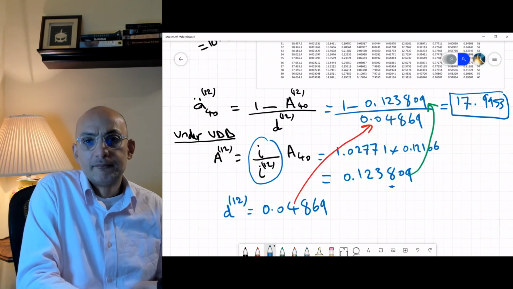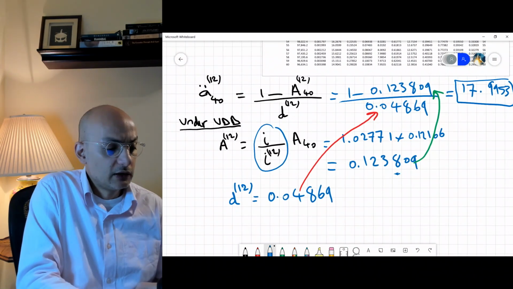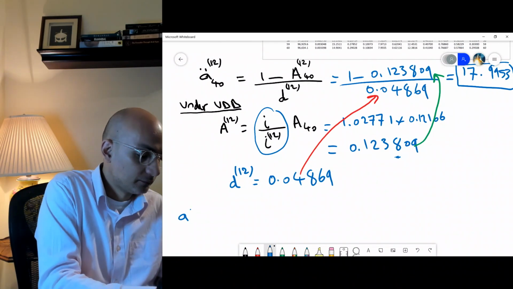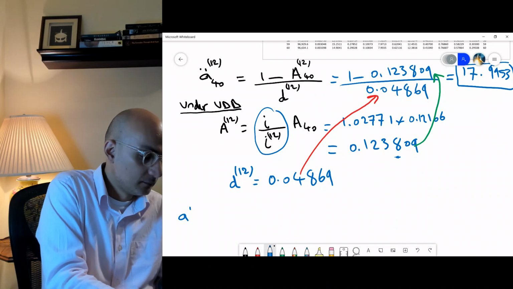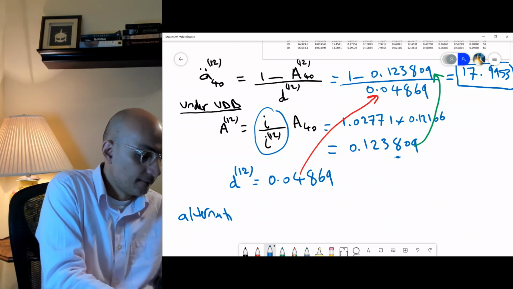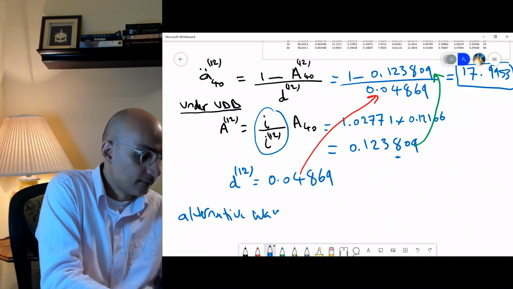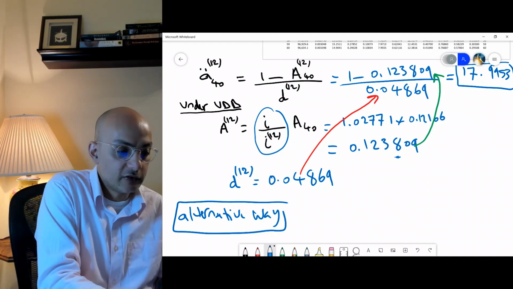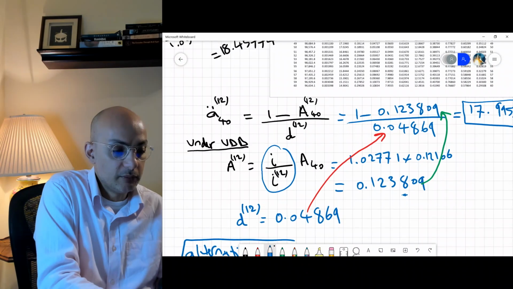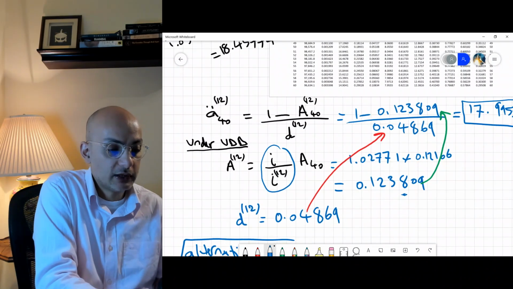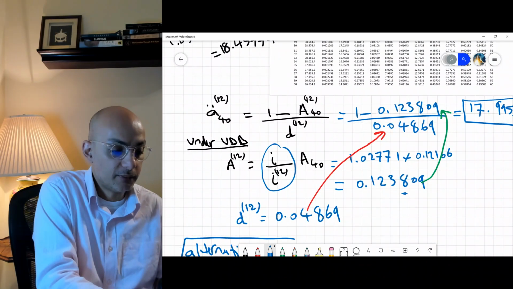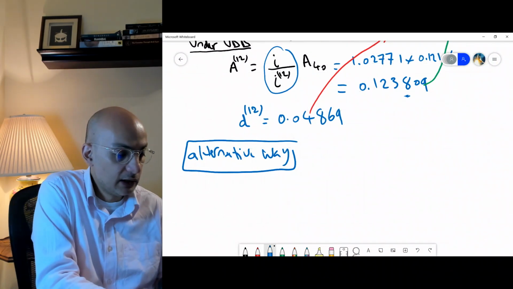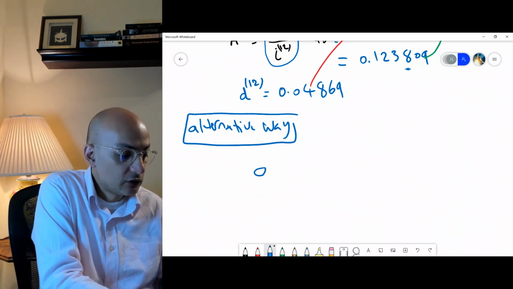It's simple, not much of a complication here, but let's calculate it alternatively. Because this one more or less we did all the pieces before. The only thing is we plug in the A40 from the table.